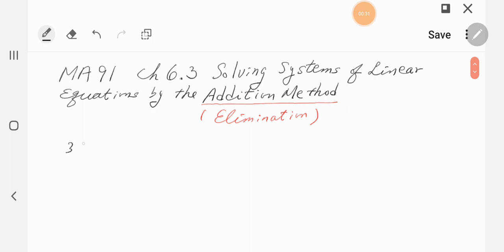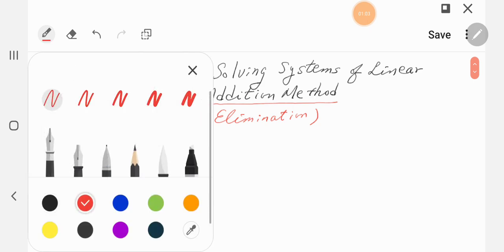Let's say we have two equations like this: 3x plus 2y is equal to 4, and another one, 4x minus 2y is equal to 10. Just an example. So when we solve this example, what do we do? We can either graph each line, or we can use the substitution method to find x and y. But we can use this third method, which is the addition method, or elimination method.